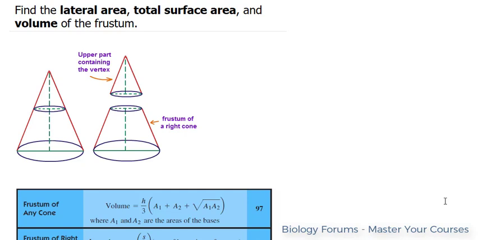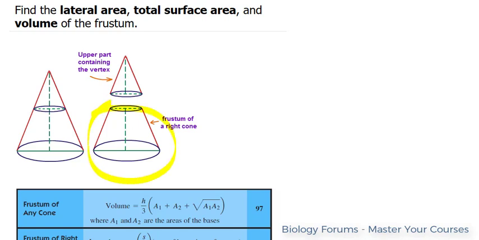In this video, I'll show you how to find the lateral area, total surface area, and the volume of a frustum. The word frustum describes a cone, whether it be a circular cone or a sided cone, that has its head chopped off. So this right here is considered a frustum.